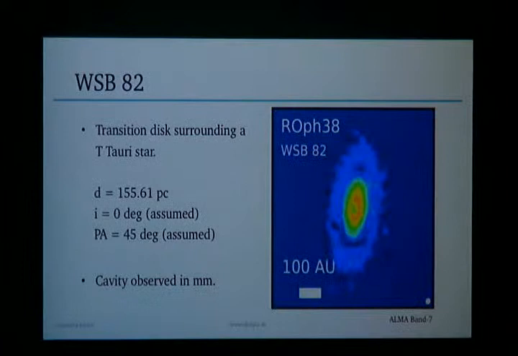And then the other one is called WSB-82, which is surrounding a T-Tauri star, and there is not a lot of information about this disk in the literature yet, so it has not been very well studied, but we are on it. And again, here is an ALMA image of this, where you can see this outer ring again and the cavity. As I told you, these features are interesting because we think that maybe planets could be causing this, among other things, but I'm interested in planets.